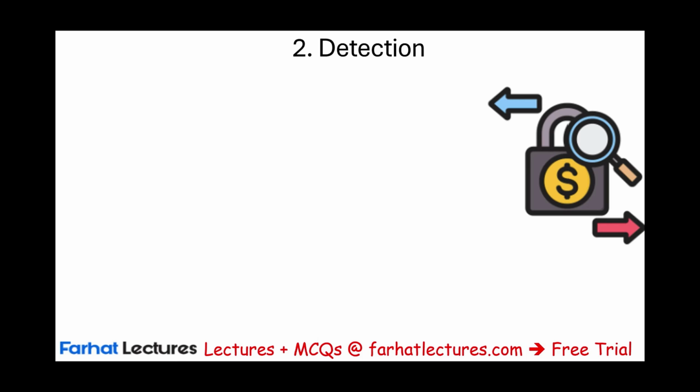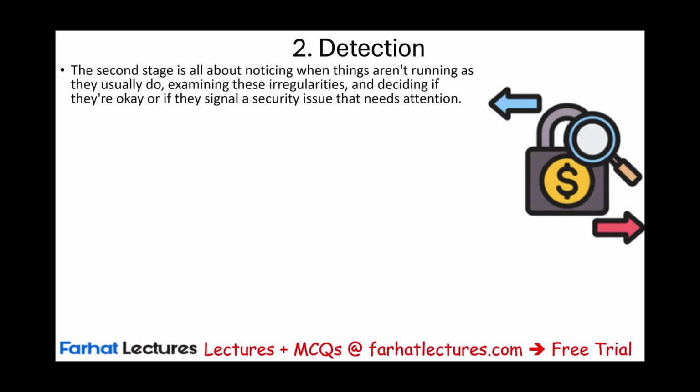After preparation, technically the first step should be detection. Well, we detect something, but before you detect something, you have to be prepared, having the tools to detect it. But once the second stage kicks in, the second stage is all about noticing. Now you start to raise your eyebrows when things aren't running as they usually do. Here you're looking at irregularities and anomalies, and deciding if they are okay or if they signal a security issue that needs attention.